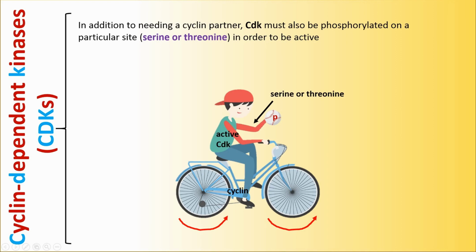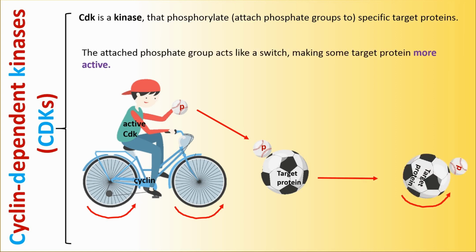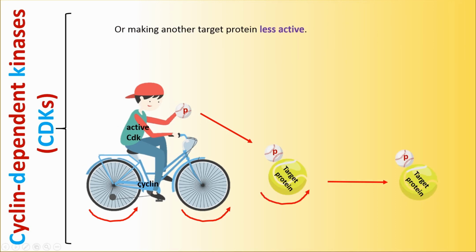In addition to needing a cyclin partner, CDK must also be phosphorylated on a particular site, serine or threonine, in order to be active. CDK is a kinase that phosphorylates or attaches phosphate groups to specific target proteins. The attached phosphate group acts like a switch, making some target protein more active, or making another target protein less active.